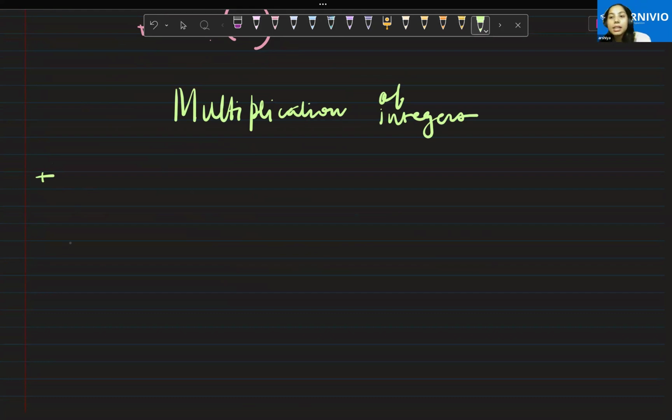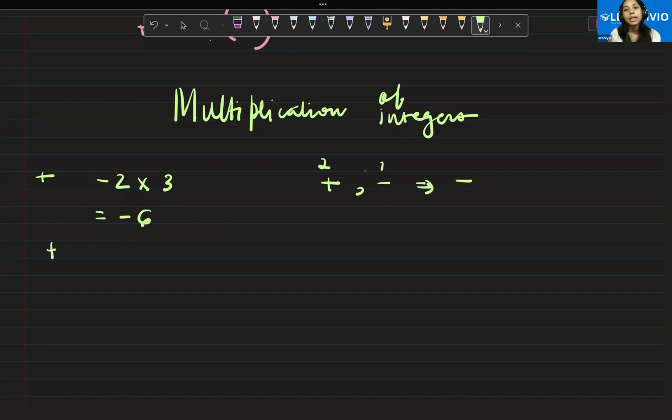All right. Let's say I have negative 2 multiplied by 3. We just do simple multiplication. First of all, 2 into 3. 2 into 3 is how much? 6, right? What about the sign? One integer is positive, one integer is negative. When we have a positive and a negative integer, we get a negative sign. So here also I'll get a negative sign.